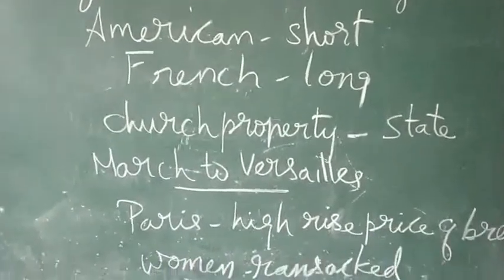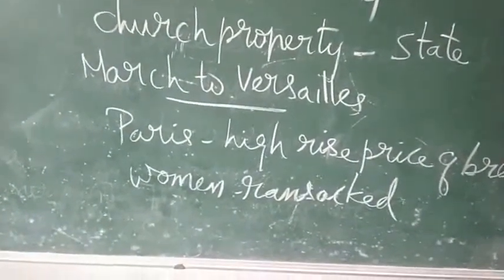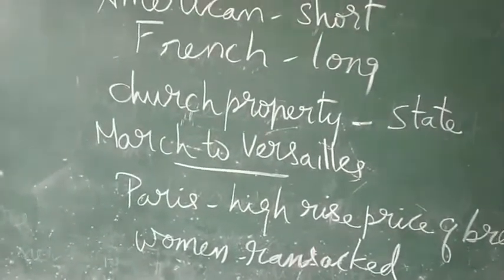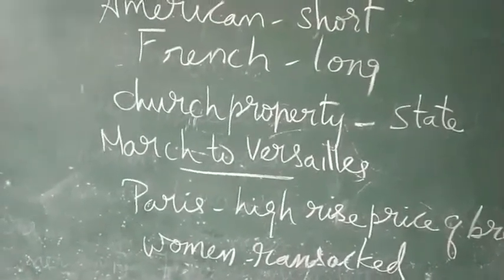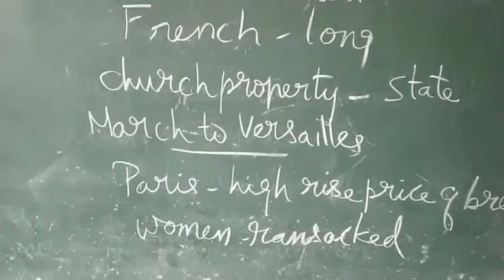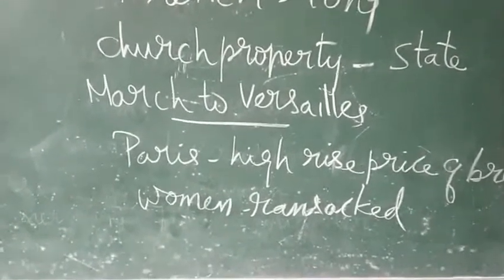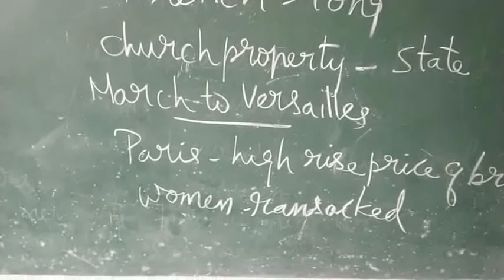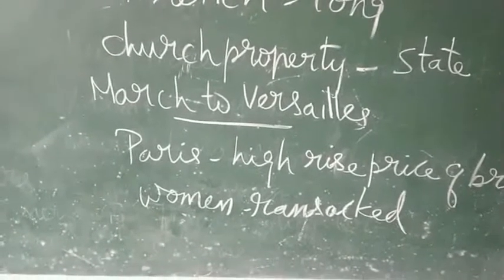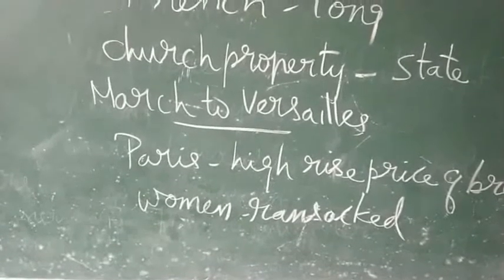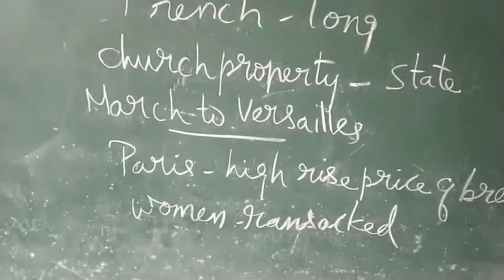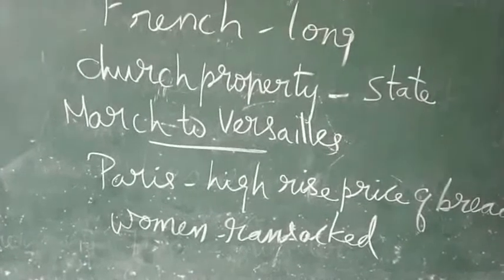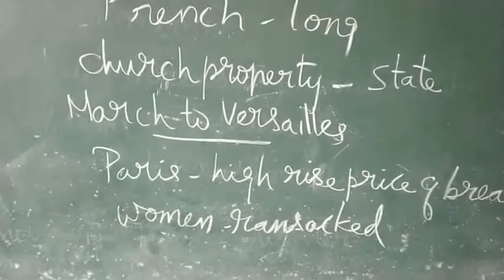Next we will go to the March to Versailles. This was a very crucial period in Paris, because the price of bread was very high. The common people couldn't buy even a small piece of bread. So the women of Paris went to Versailles to demand bread from the king, because the king was living in a luxurious manner. Even though the treasury was empty, the king was acting luxuriously. This was not liked by the people.